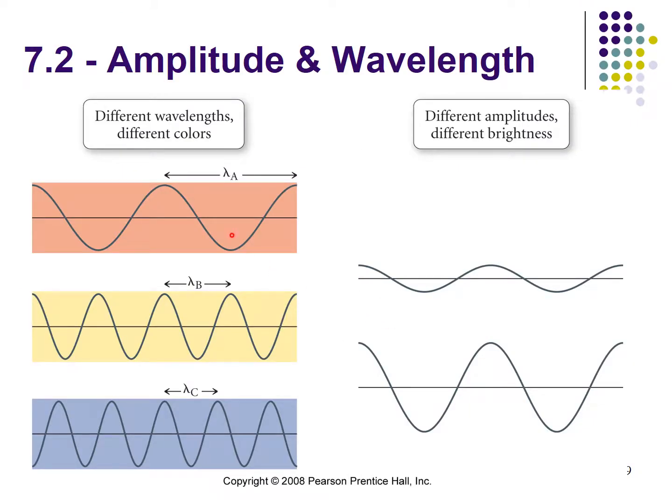And then here's another one about the amplitude and the wavelength. This is showing us that the red, yellow, and blue colors have different wavelengths. That's why we get different colors. So red has a larger wavelength, yellow is in the middle, and then blue is smaller. And then the amplitude is just going to determine whether it's a bright red light or a dim red light.